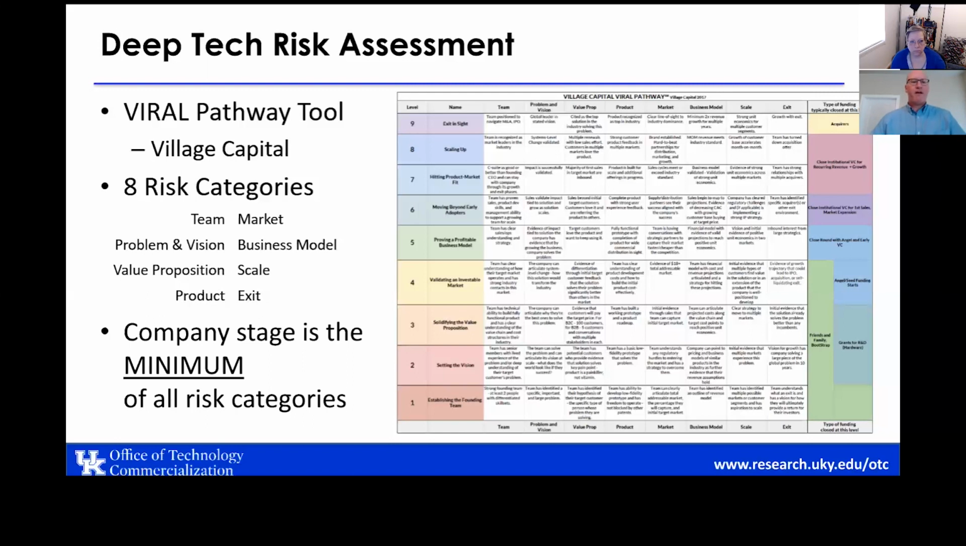So if everything else is great, but you don't have a team, or it's not scalable, or you don't have a market, or you don't have exit partners that you're looking at, all of those things really limit the overall risk assessment of the company.